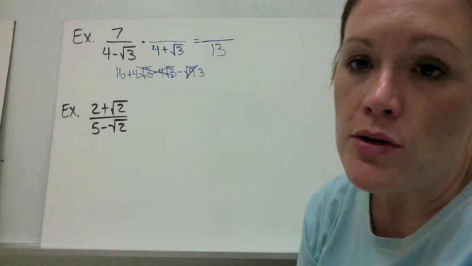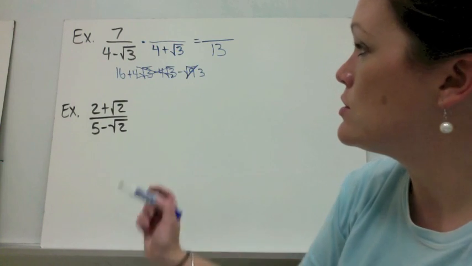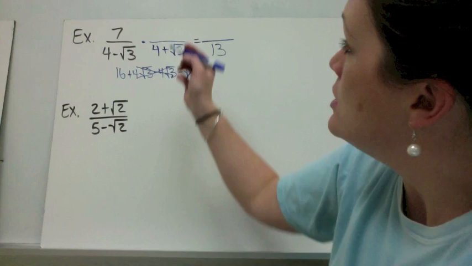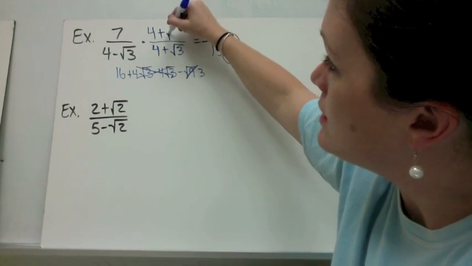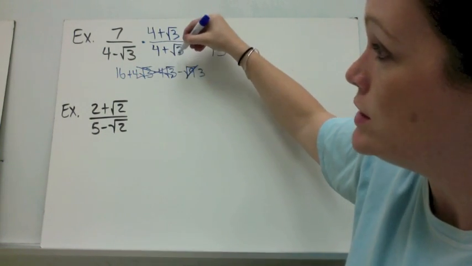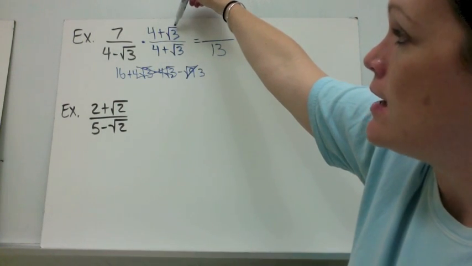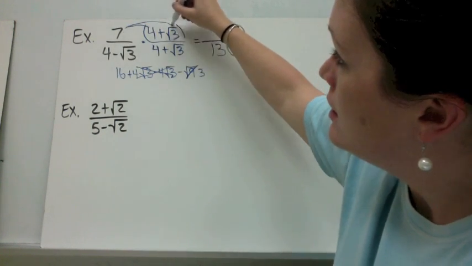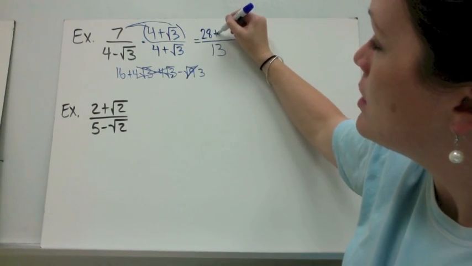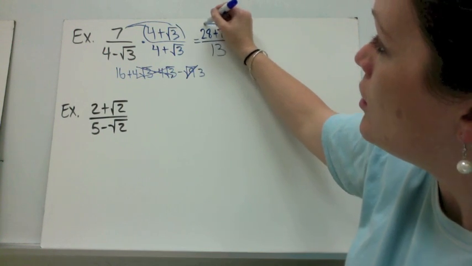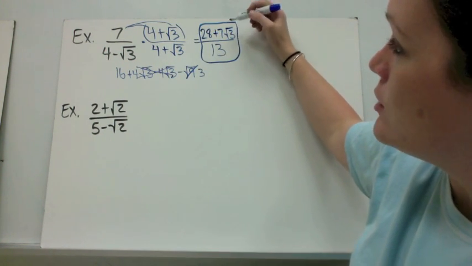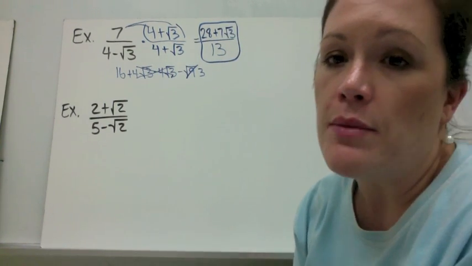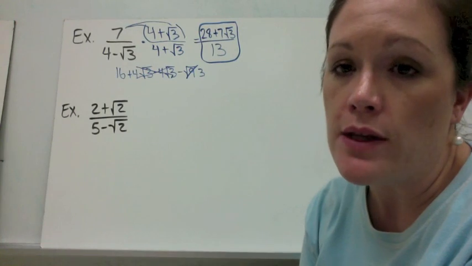So it helps get rid of the radical. The conjugate will always do that. It turns it into a difference of squares and helps get rid of all the radicals in the denominator. In the numerator, we have to multiply by the same thing we did in the denominator because this is equivalent to 1. So up here I only have 7 times 4 plus the square root of 3. So you have to distribute the 7, and we end up with 28 plus 7 square root 3 all over 13. Now the only way you could reduce this answer is if 28 and 7 and 13 all divided by the same number, but in this case they don't, so we just leave it like that.